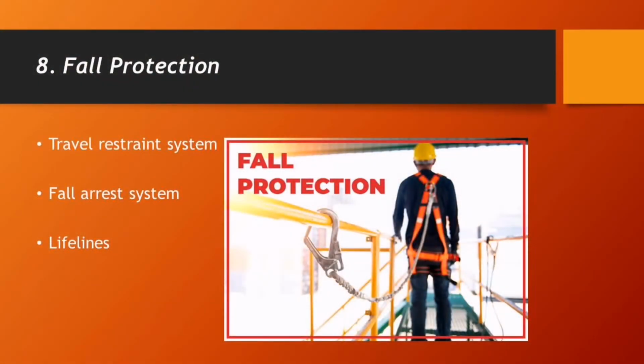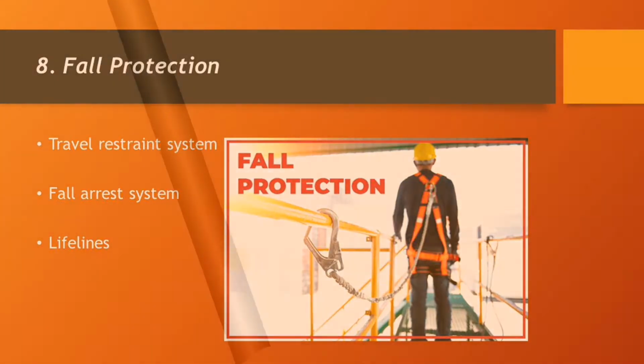Number 8. Fall protection. Travel restraint system, fall arrest system, and lifelines are all fall protection. A travel restraint system is an assembly composed of a body belt and proper accessories that prevent a worker in a high elevation working area from traveling to an edge where a fall may occur. A fall arrest system is an assembly composed of a full body harness, safety lanyard, and proper accessories or a safety net, which protects a worker after a fall by stopping the fall before hitting the surface below. And last is the lifelines. Lifelines shall be secured above the point of operation to an anchorage or other structural member.